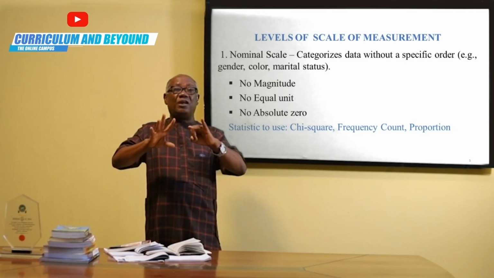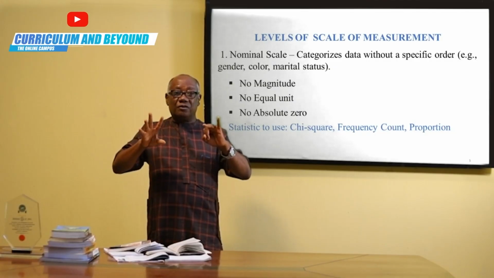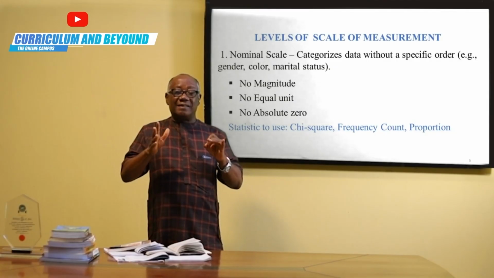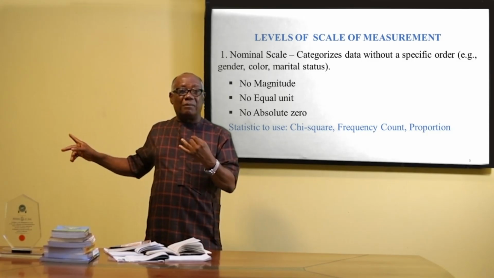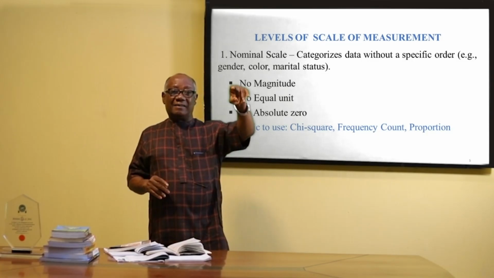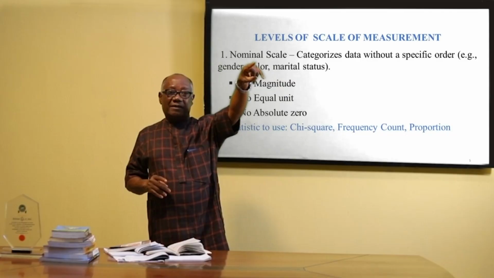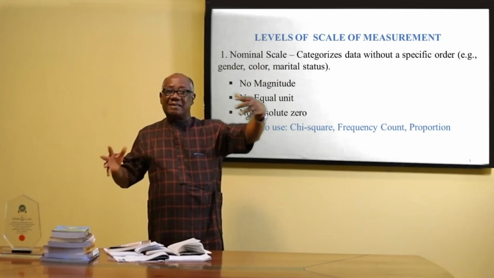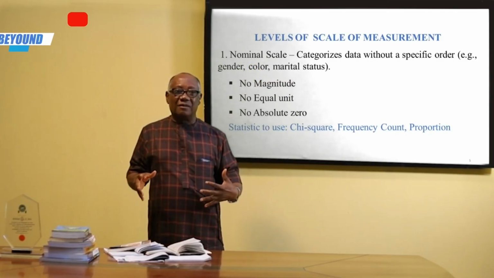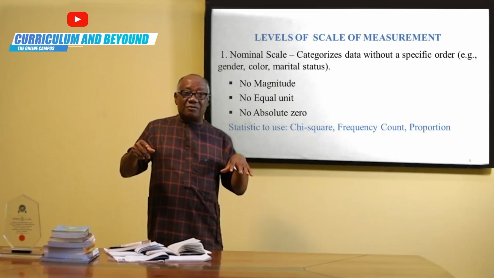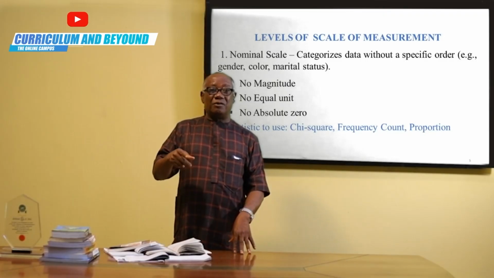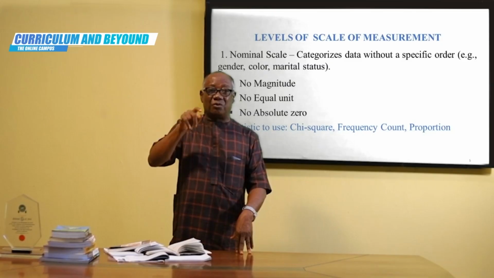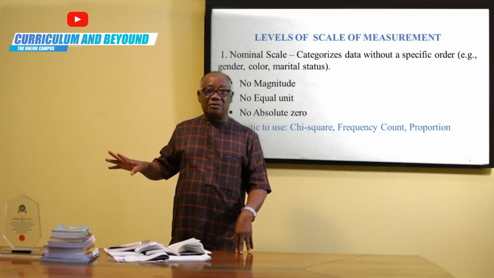There is no equal unit. That is, the distance between 1 and 2, or between number 1, the goalkeeper, and the last person, number 12, the distance has no value. And you'll understand too that there is no place in the football field where somebody wears a jersey that has 0. There is no absolute 0.